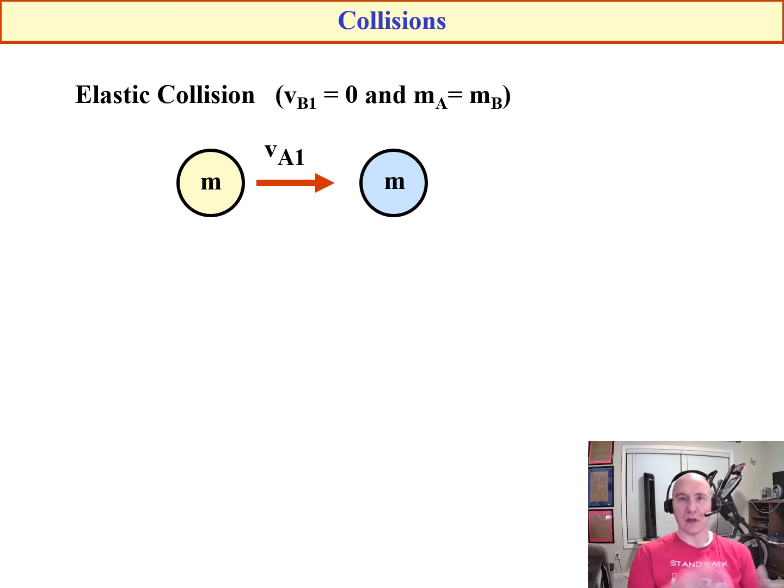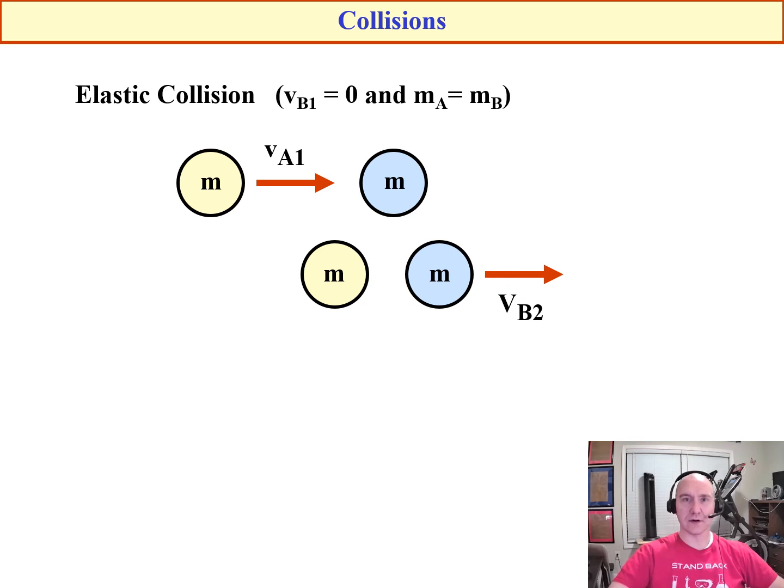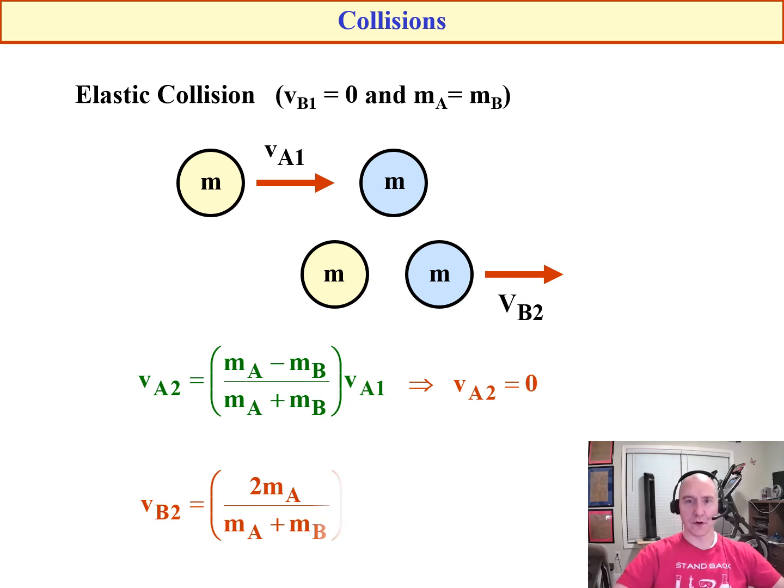Next scenario, let's say that the masses are equal and the initial velocity of B is 0. Then this is what I mentioned before, right? So A is going to take on the velocity of 0, because that's what B had initially. And then B's final velocity is going to be equal to what the initial velocity of A was.